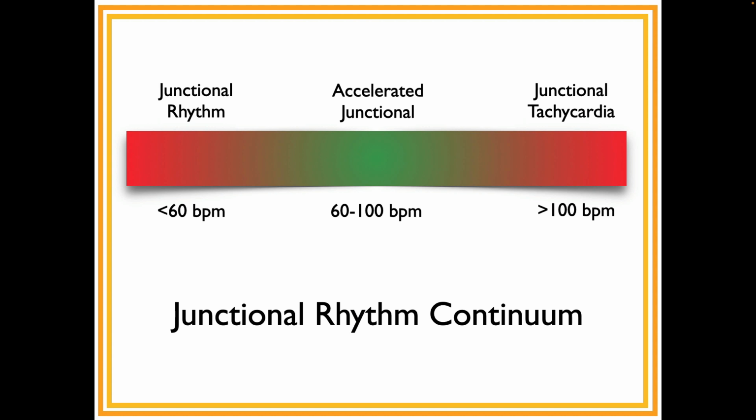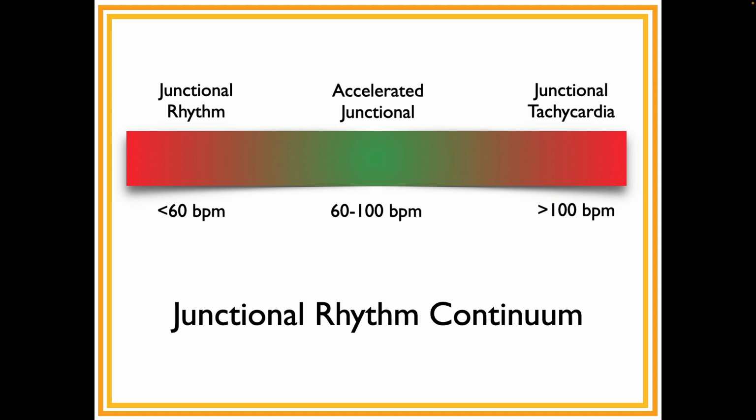So this is what I call the junctional rhythm continuum. If it's junctional, you need to learn this. If it's less than 60, it's called junctional rhythm or junctional escape. If it's 60 to 100, we call it accelerated junctional. If it's greater than 100, we call it junctional tach. Unless it's so fast that we call it SVT, but we'll get to that as the lecture goes.